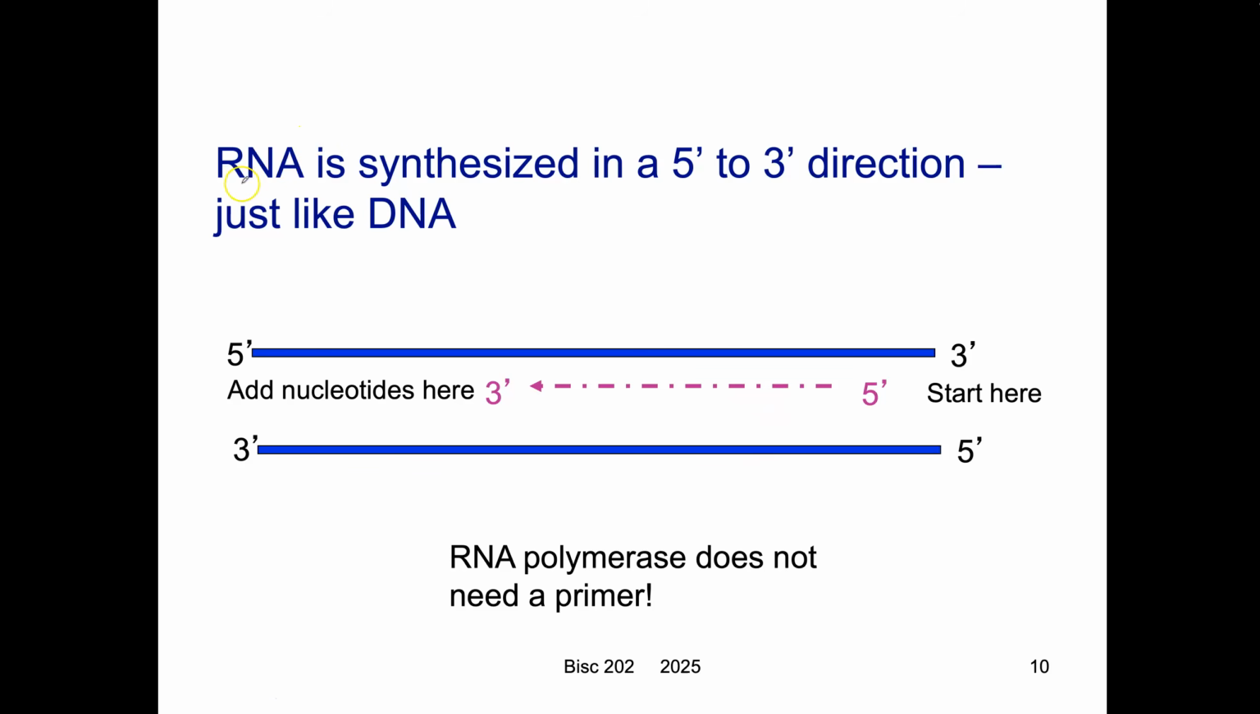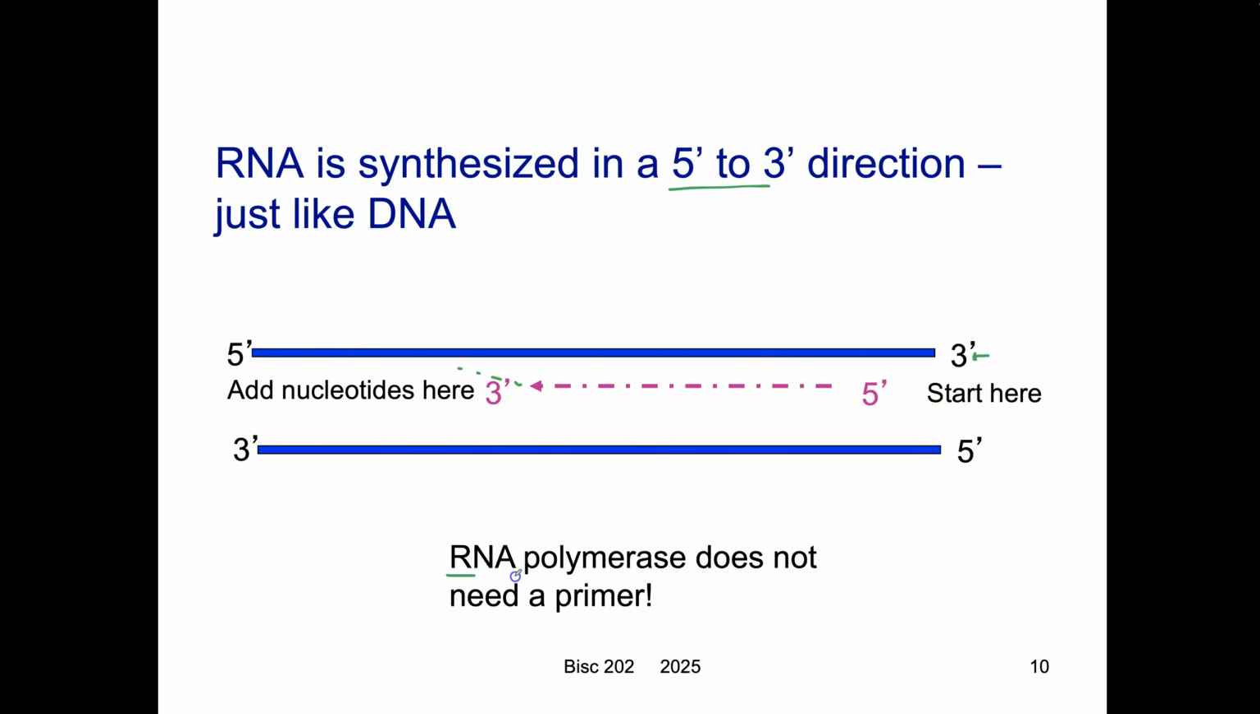Okay, so as I said, RNA is synthesized in the 5' to 3' direction, exactly like DNA. As transcription is going along, new nucleotides keep getting added on the 3' end, and that's what we mean when we say 5' to 3' direction. Notice that as this is happening, it's reading the template strand at the 3' end to 5'. So it reads 3' to 5', but it produces RNA 5' to 3'.